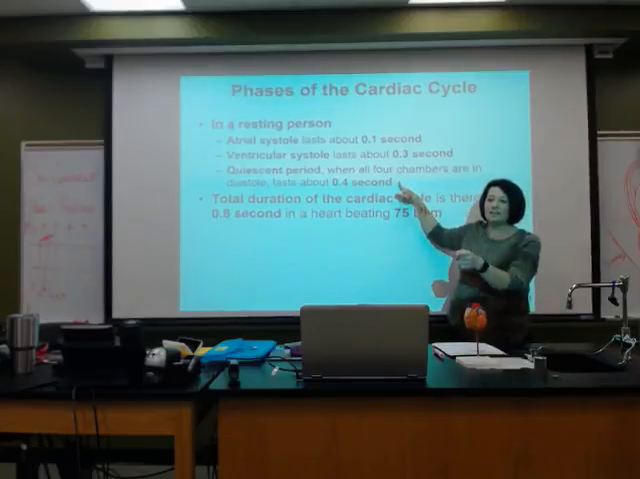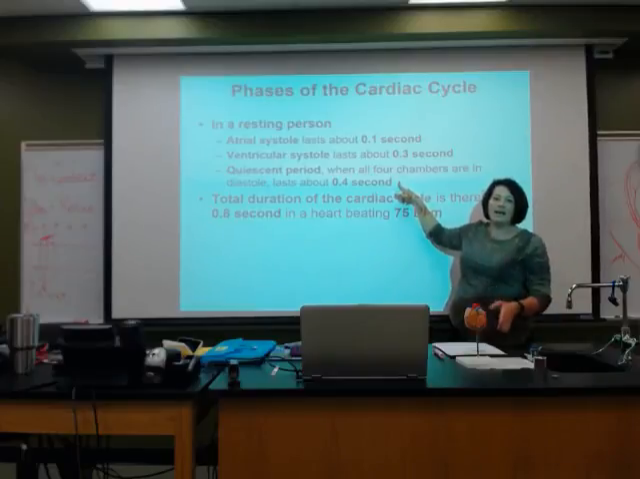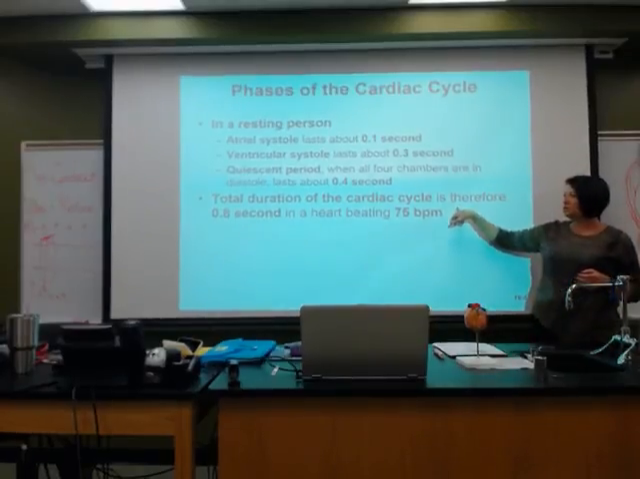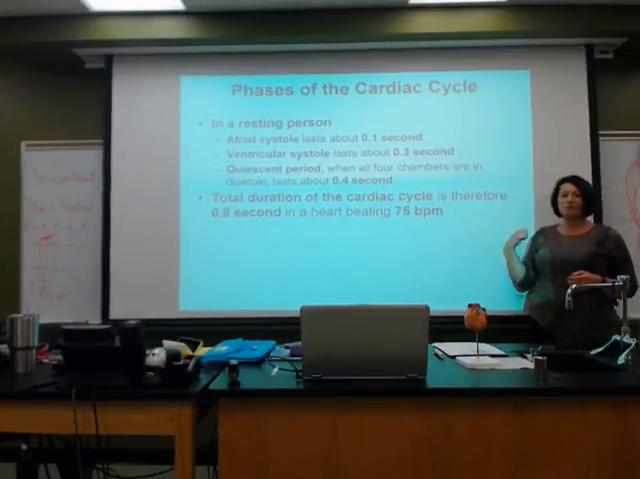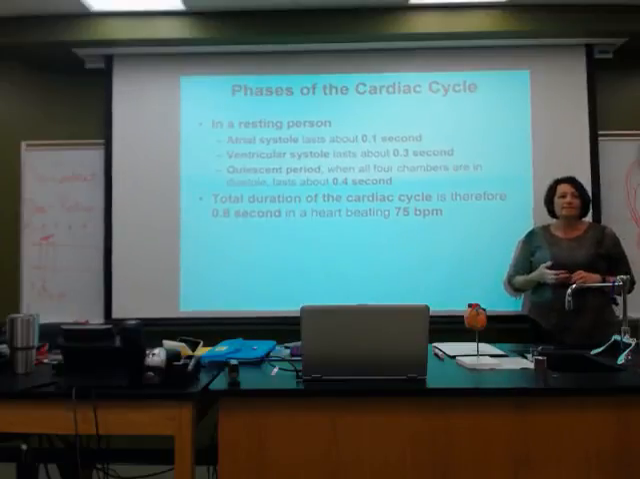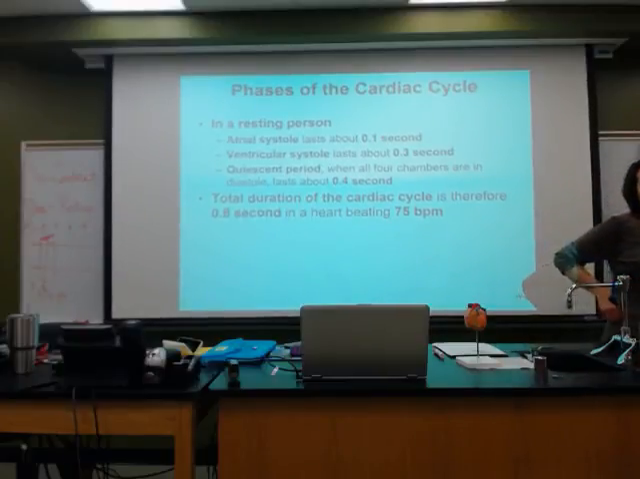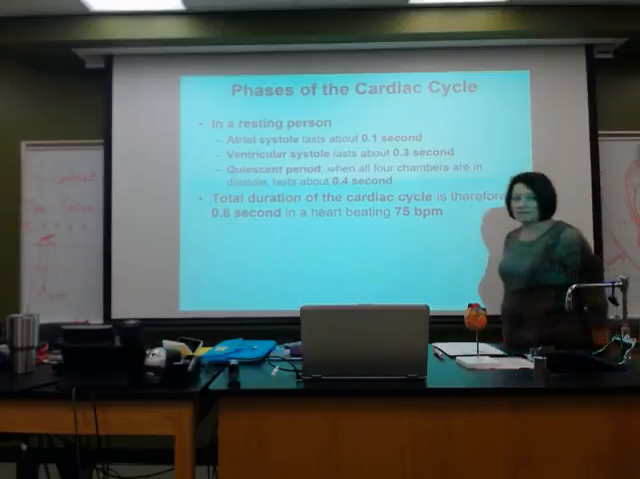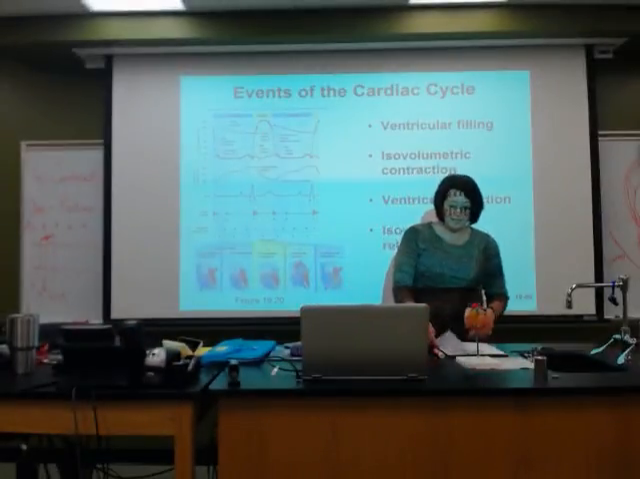We need those cardiac cells to go back to their resting membrane potential. We cannot have them stay away from that. So, the total duration of a cardiac cycle is roughly 0.8 seconds. I don't even know how long that is. But if you put it into a minute, it comes out to roughly 75 beats per minute at rest. That will change if you go out of rest.